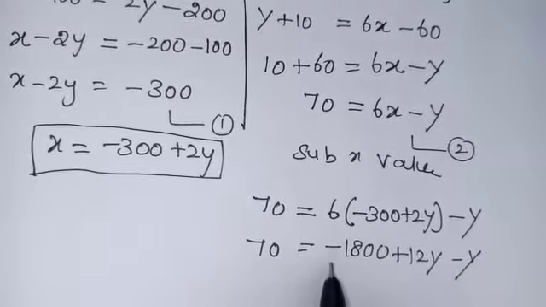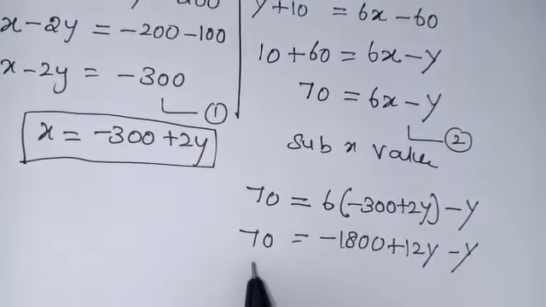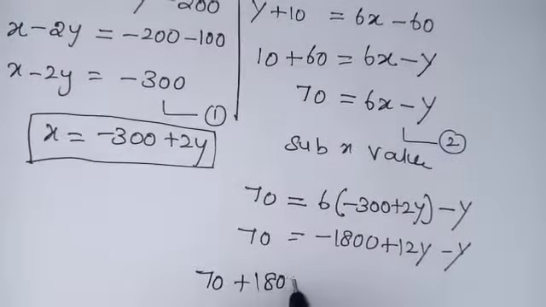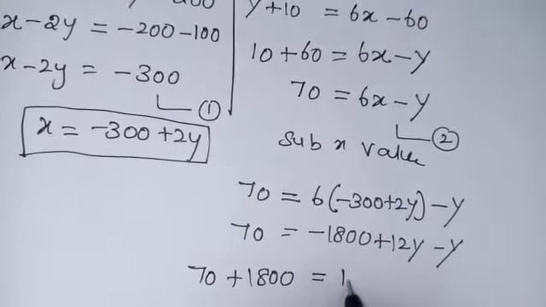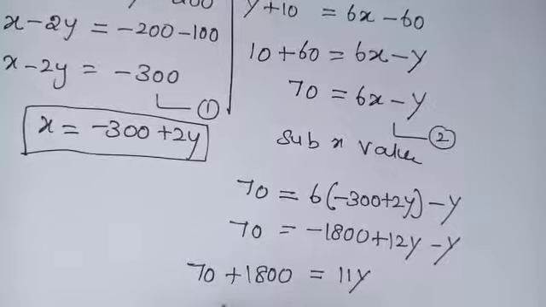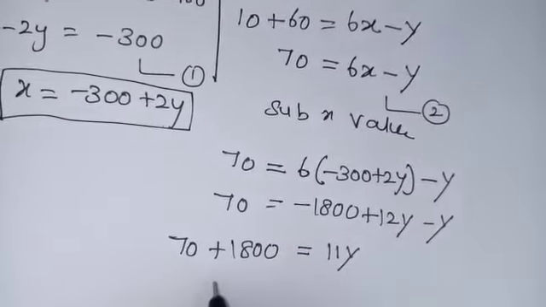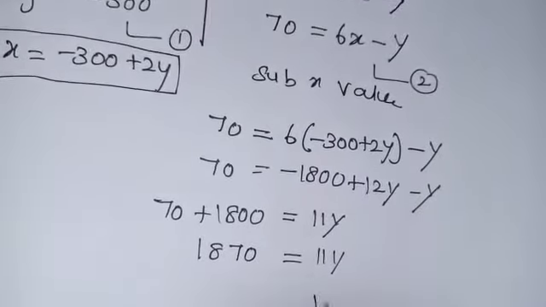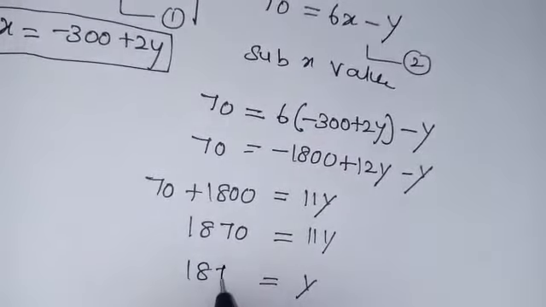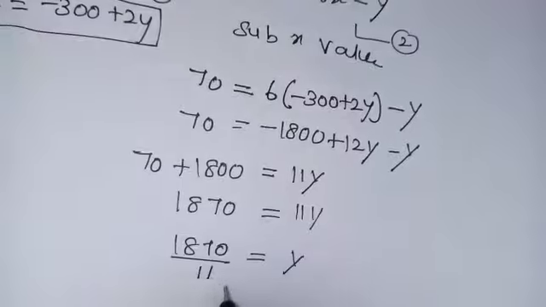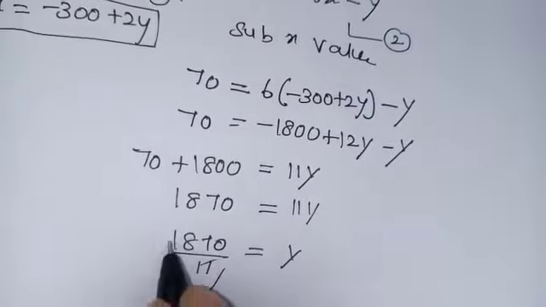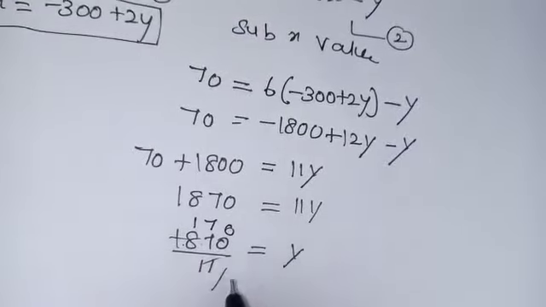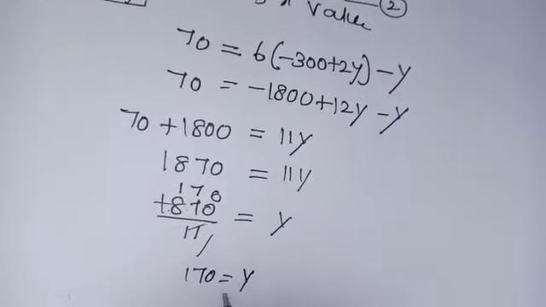Here, this is a minus value. If we take it to this side, this will become plus. So 70 plus 1800 is equal to 12 minus 1, which will become 11Y. If you add these two numbers, 1800 plus 70, we get 1870, which is equal to 11Y. So Y is equal to 1870 by 11. The 11 table we can cancel. 1 times 11 is 11, balance 7, 7 times 11 is 77, balance 0. So 170 is what we are getting.